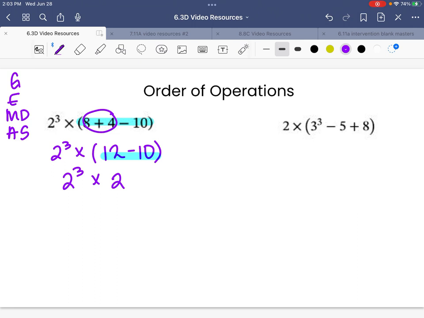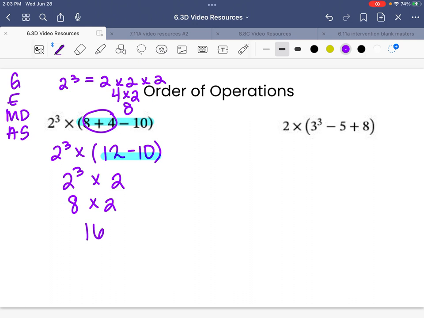2 cubed, that exponent tells me that that is really saying 2 times itself 3 times. And I know 2 times 2 is 4, and 4 times 2 is 8. So 2 cubed gives me 8, and we still have times 2. And I know 8 groups of 2 is 16, so my simplified answer is 16.